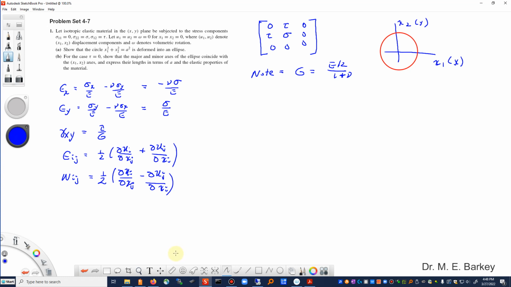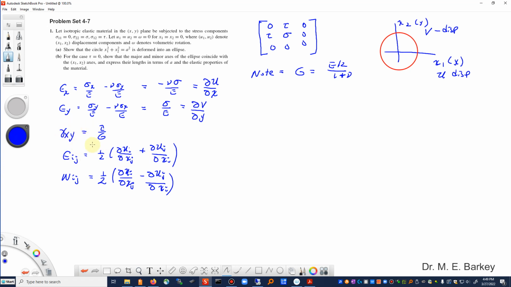Well, if we put in epsilon 1,1 and we take into account the half, epsilon x will be equal to the partial of u with respect to x. Here we have the u displacement in this direction, we have the v displacement in that direction. And if we look at epsilon 2,2 and we go through the information here, this will work out to be the partial of v with respect to y.